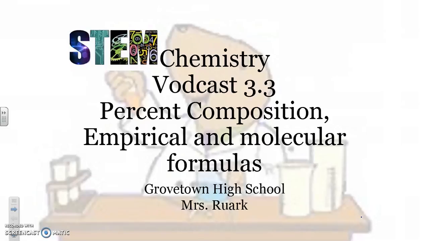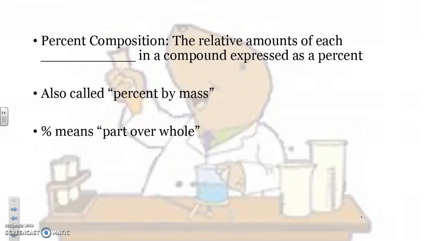This is Vodcast 3.3, and we're going to finish up some of this mole stuff. All right, so we're going to talk about percent composition, empirical and molecular formulas. So the percent composition is just telling us the relative amounts of each element in a compound, and it's going to be expressed as a percent. We also call this percent by mass. And remember, percent means part over whole.